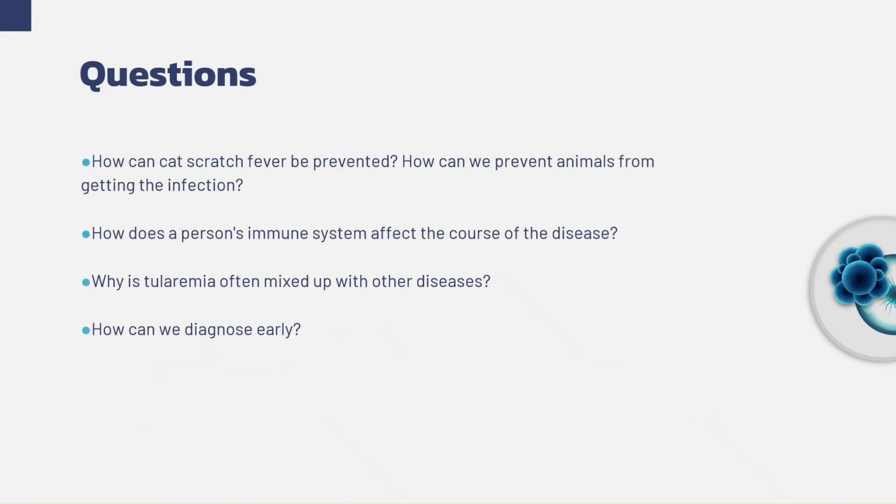Questions for the audience. How can cat scratch fever be prevented? How can we prevent animals from getting the infection? How does a person's immune system affect the course of the disease? Why is tularemia often mixed up with other diseases? And how can we diagnose it early?